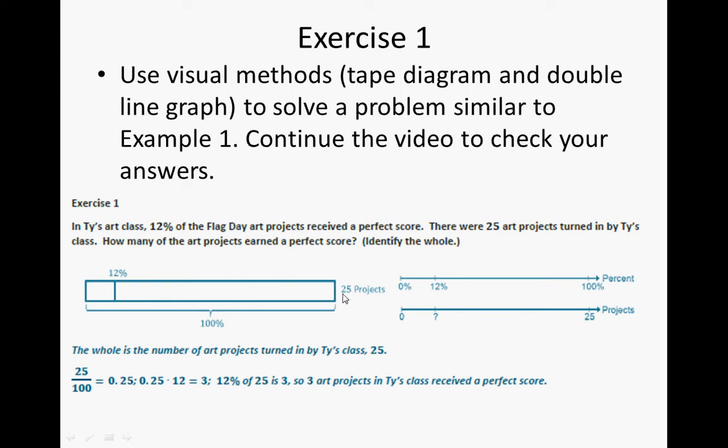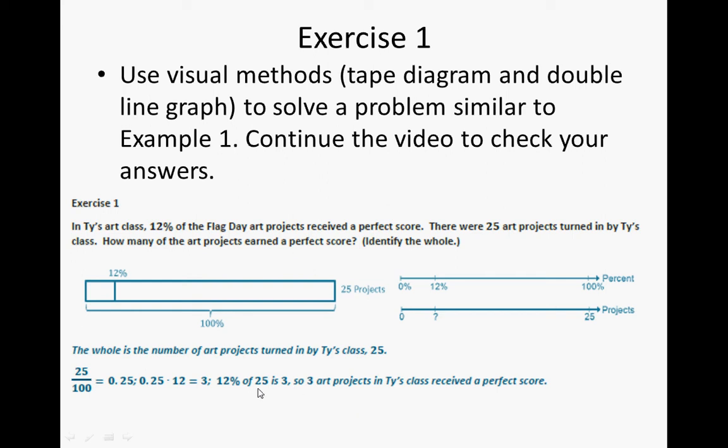If you draw a tape diagram, and they don't have to be next to each other, you can write this underneath, well then 100% would represent 25 projects, and somewhere over here you would indicate 12%. Well then on the same thing, if you have a double line graph, 0 to 100%, 12% being here, and underneath it 0 to 25 projects, and some number represents 12%.